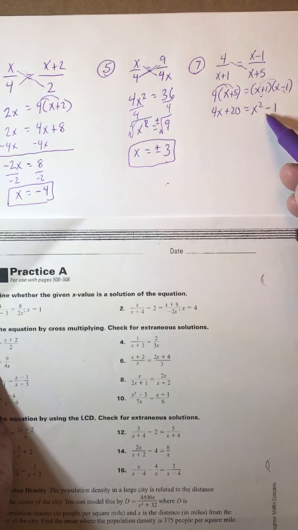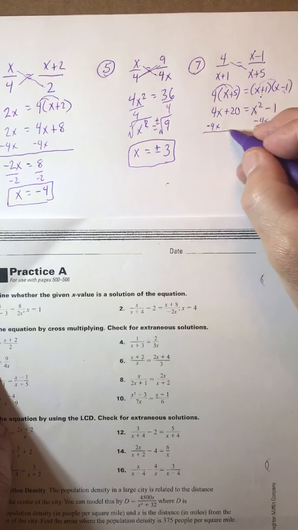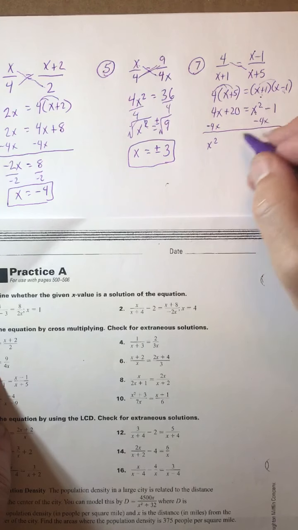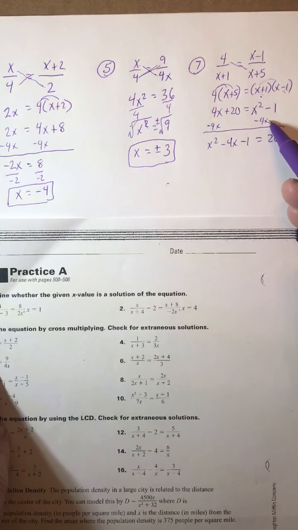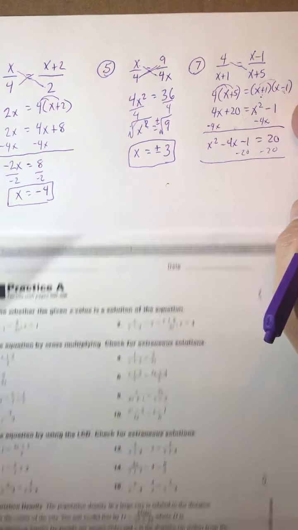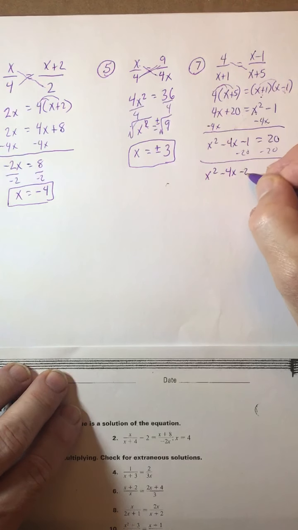All right, so let's see. We got an x squared in the problem, and we have an x. So that means we got to get everything over to one side. I'll keep the x squared where it's at. So I'm going to subtract 4x, subtract 4x. I'm going to move everything over to here, though. So I got x squared minus 4x minus 1 equals 20. So I just moved this side over to here and this side over there. All right, and then I subtract 20, and I get x squared minus 4x minus 21 equals 0.